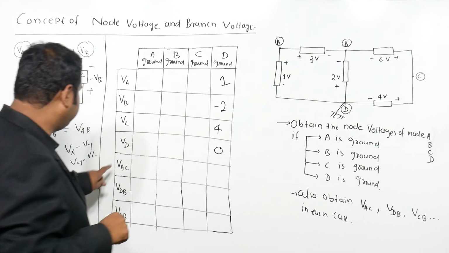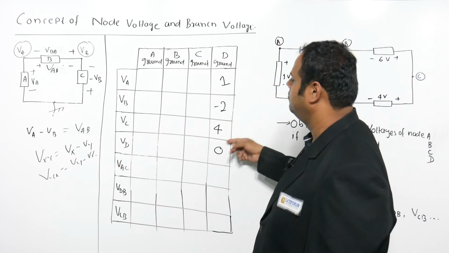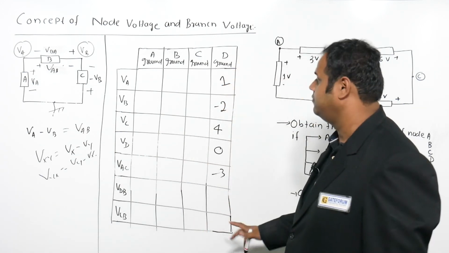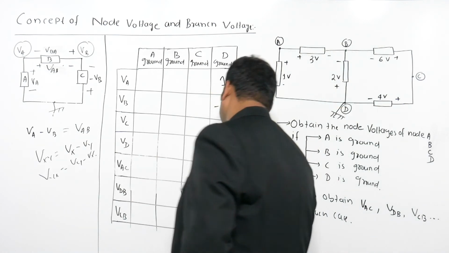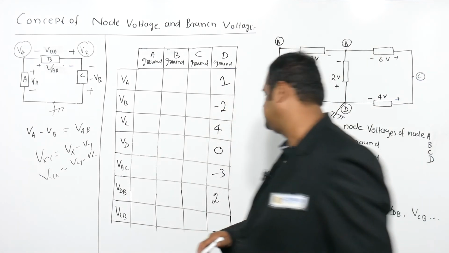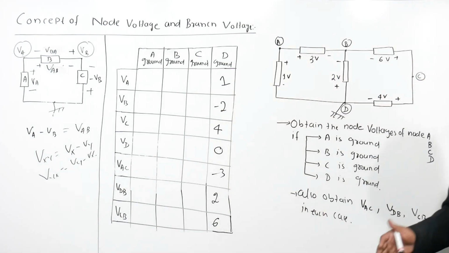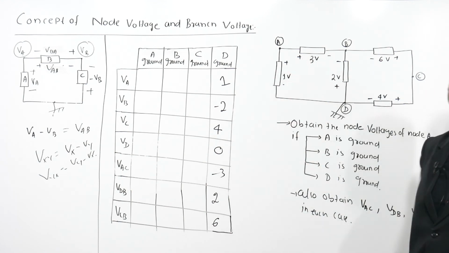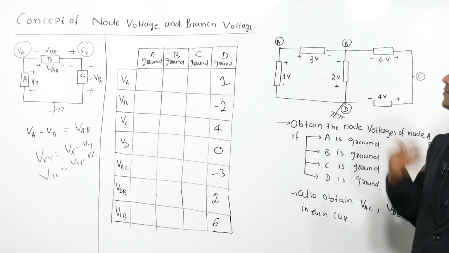Similarly, if somebody asks what is VAC, it means VA minus VC. So 1 minus 4, that is minus 3. What is VDB? VD minus VB: 0 minus minus 2, 0 plus 2 is 2. VCB is VC minus VB, so 4 minus of minus 2, that is 6. Or you can take any other difference for observation. So I got this answer, right? I hope there is no doubt. The intention of this particular problem is not to get this value, but to have the observations.